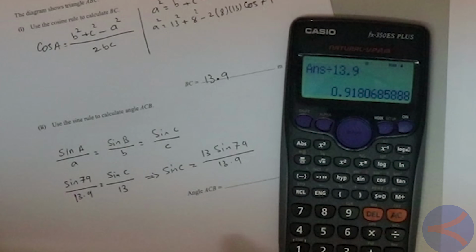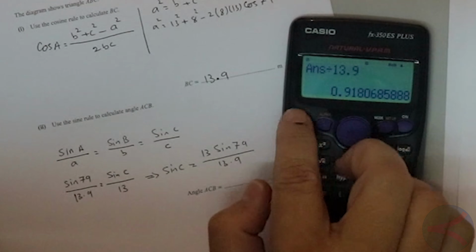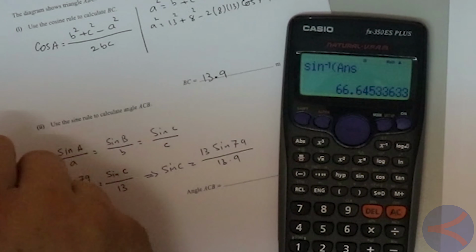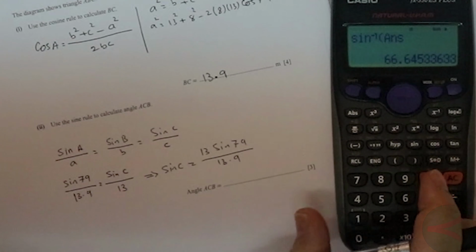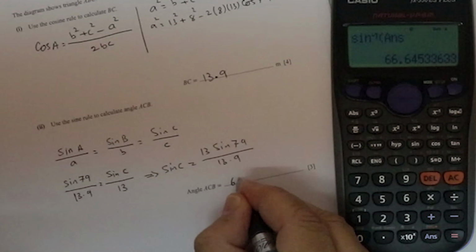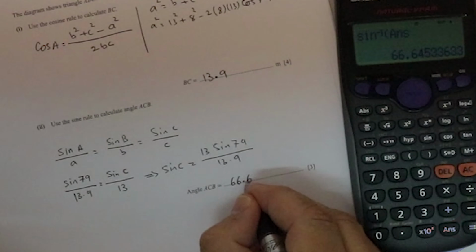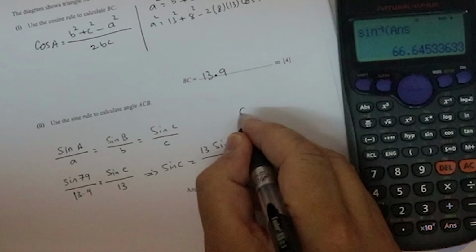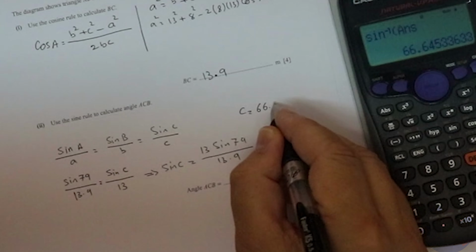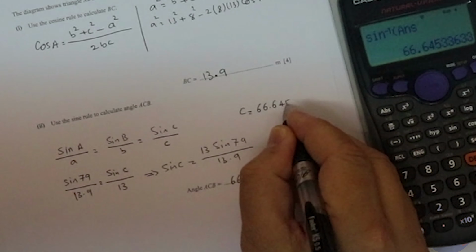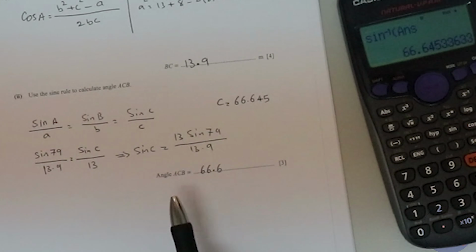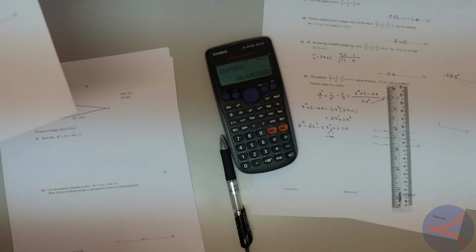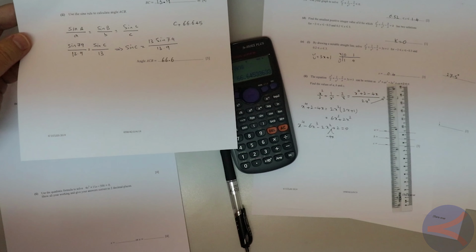Then take sine inverse of this value. Shift, sine inverse, then answer, then equal. I'm going to get 66.65. 66.6 is enough if you want to write, but if you want to write the accurate value, the calculator shows this. Okay, therefore the significant figure is this one. We have done this part here. Now let us see what is the next part.